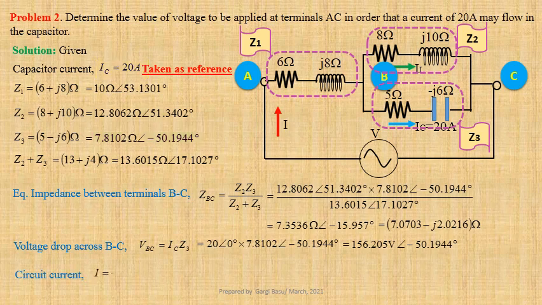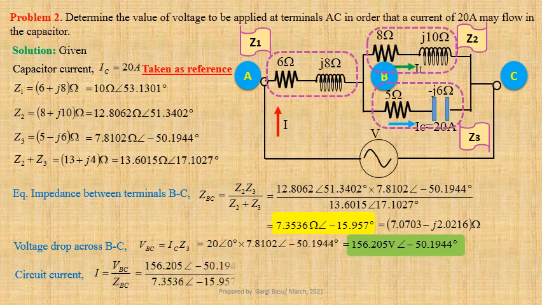I equals VBC divided by ZBC. Using values, we get 156.205 at an angle minus 50.1944 degree divided by 7.3536 at an angle minus 15.957 degree. That gives us 21.2419 ampere at an angle minus 34.2375 degree.